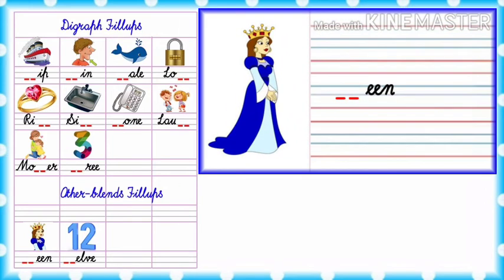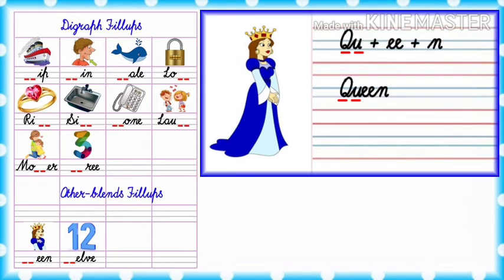Now read the next word, dash een. Een is nothing. Which picture is this? It's a picture of a queen. Which sound is missing? Qu sound is missing. So fill the correct sound and make the word complete. Queen. Some people consider the qu sound a blend while others consider it a digraph. So we are teaching this sound in digraphs also.